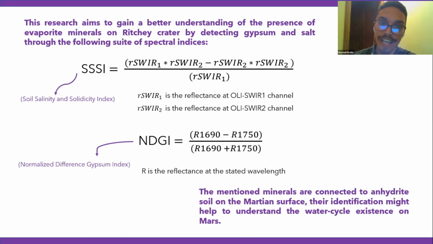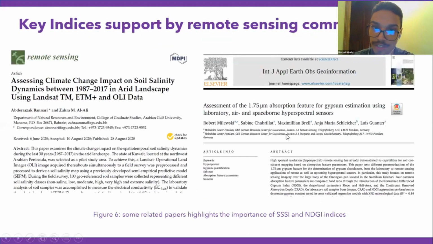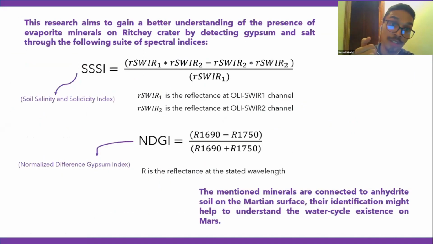And why exactly is it important? Because it discriminates different soil salinity levels, and it integrates the SWIR bands together to map salinity accurately. The same applies to NDGI. Another research, on the right side, is by Robert Milovsky. This index integrates, like SSI, the SWIR bands, but at specific wavelengths.